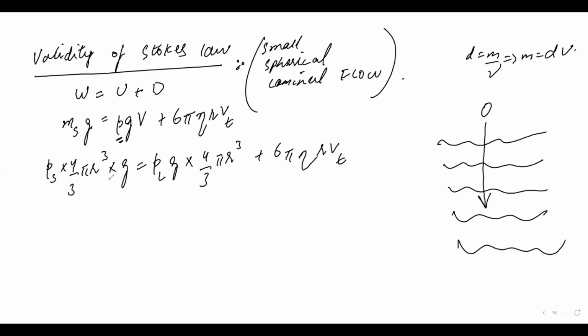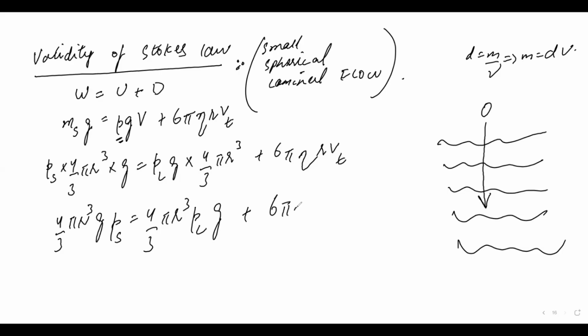Got that? Now I can just simplify this down. I've got 4 by 3 pi r cubed times g rho s equals 4 by 3 pi r cubed times the density of the liquid times g, plus 6 pi eta r vt. This derivation is very important for the Edexcel ones. Got that? So I've got all these things. If I want to assess the validity of Stokes' law, I just need to apply all the values in this equation. If both sides come out to be equal, we're good with that. If not, then Stokes' law is not valid for a certain example given in the exam.